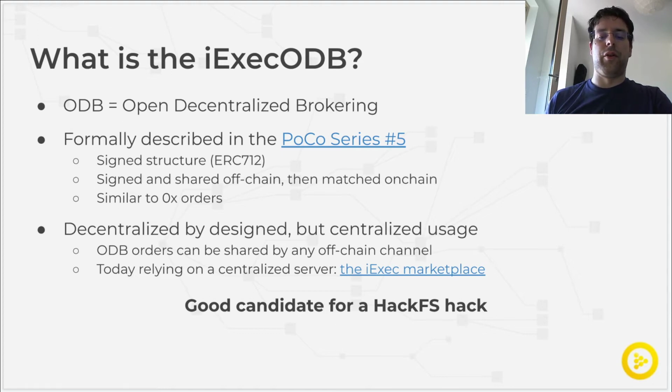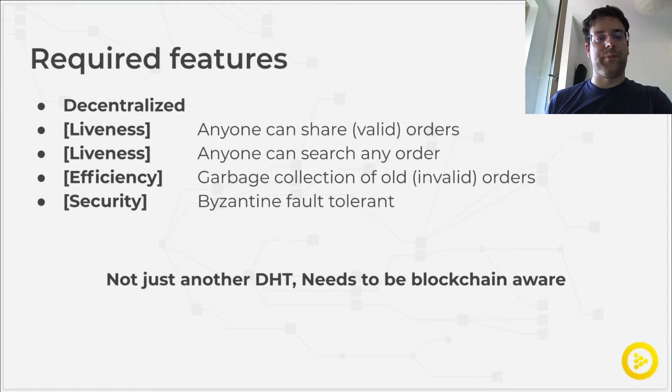for communicating orders. So this is why I decided to take this time, the HackFS hackathon, to try and build a prototype for a better implementation. The required features are obviously decentralization, but liveness, efficiency and security are also paramount. We want to have a censorship-resistant protocol that is low overhead on each node, so we need garbage collection of invalid orders or past orders, and we need Byzantine fault tolerance. We don't want anyone to be able to publish bad orders or, even worse, erase existing orders.